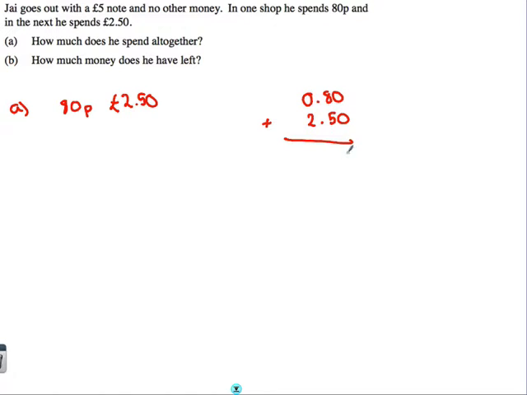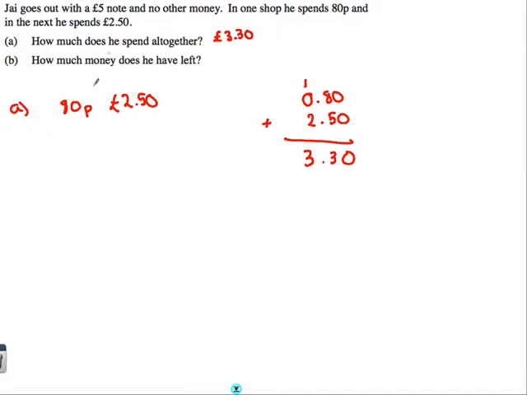So 0 plus 0 is 0. Now 8 plus 5 is 13, so put the 3, carry the 1. We've reached the decimal point, so put the decimal point. Now 1 plus 0 plus 2 is 3. So he spends £3.30 altogether. Now how much does he have left?